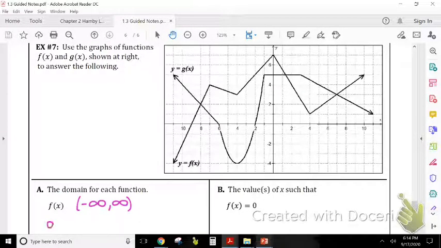Now it's a little low on mine, but on yours it says g of x down there, okay? So now look at g of x, that's the other graph. And it's this one here. As I go along it, there's no holes, there's no jumps, it's continuous. So therefore my domain is negative infinity to positive infinity as well.